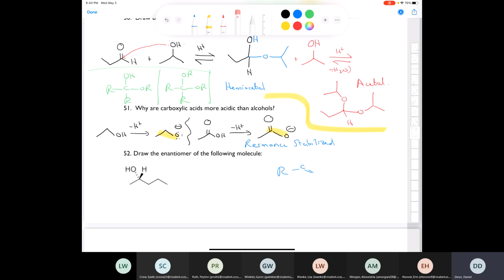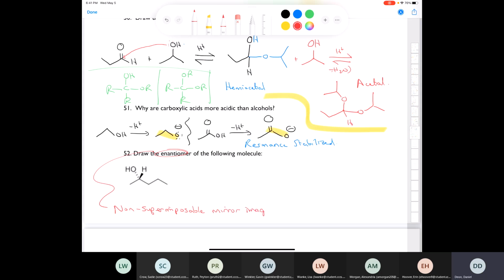All right, I'll move this just because it's kind of in the way. Draw the enantiomer of the following molecule. Remember that an enantiomer is a non-superimposable mirror image.